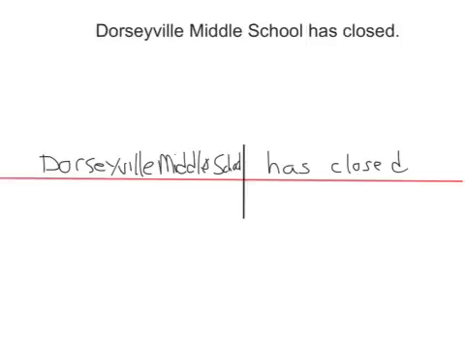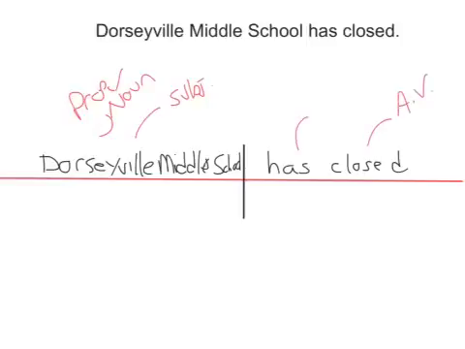Okay, so Dorseyville Middle School is our subject. It is a proper noun. Proper noun, make sure you're aware of that. Closed is our action verb. Has is our helping verb. And this forms a verb phrase. And of course, all of this is our predicate. So make sure you're aware of that. Helping verbs go on the same line, and you do have an example of that, so that should be easy.